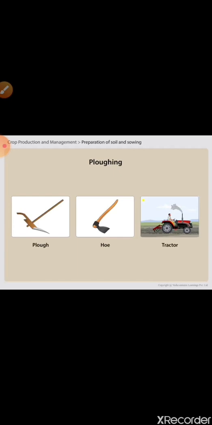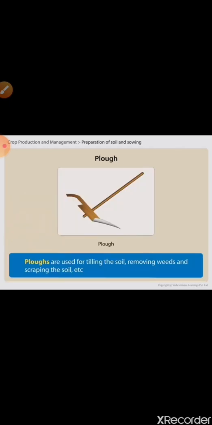The first step of crop cultivation is the preparation of soil. This step involves turning of soil to loosen it. Turning and loosening of soil brings the nutrient rich soil to the top so that plants can use these nutrients.